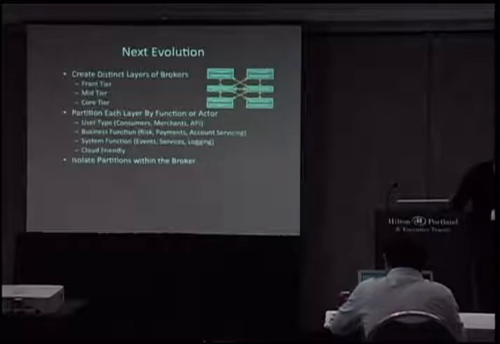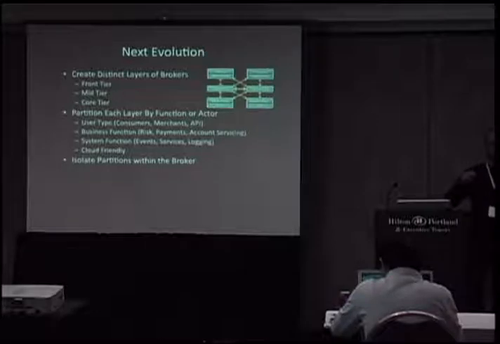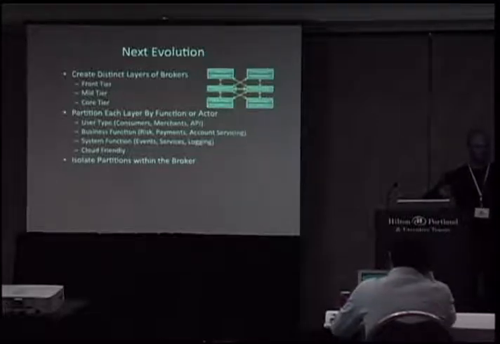So where we went is we decided to create distinct layers of brokers and instances of Qpid. A frontier set of brokers, a mid-tier set of brokers, and a core set of brokers. And those are really just gateways. They allow us to have a pipe between the different layers themselves. We don't actually put anything on those brokers, per se. The endpoint brokers contain all the implementations.